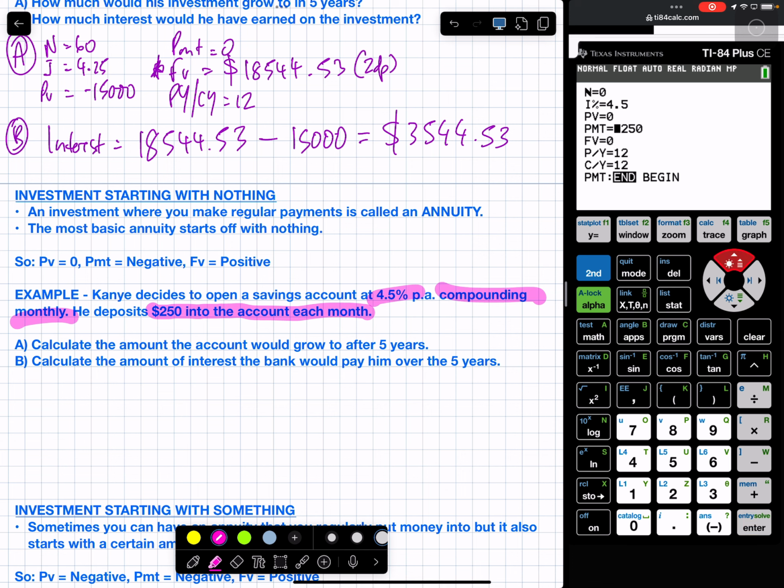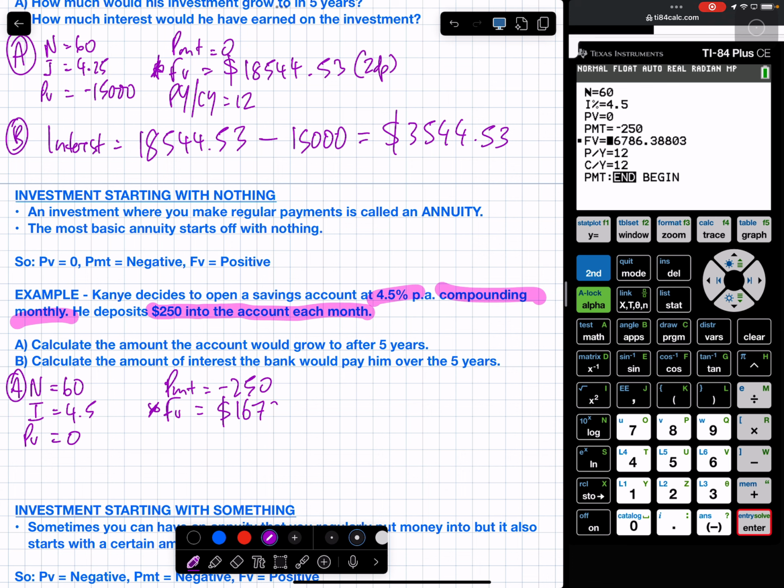It's compounding monthly, so what would PY and CY be? 12. Now I need to work N out. It's 5 years, happening 12 times a year. So 60, let's see how much his money grows to. Alpha solve on FV. So what's the working out? N is going to be 60. I is going to be 4.5. PV is nothing. PMT, he's putting $250 in the bank each time. FV is what we solved for. So it grows to $16,786.39 to 2DP. PY and CY are both 12.